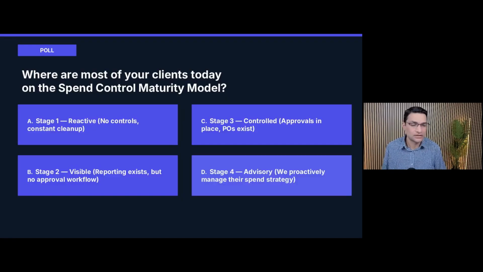And with that, it's time for a quick poll. All right, right on time. I did see some questions regarding that in the Q&A. This is poll number 1 of 4. Go ahead and let us know now, where are most of your clients today on the spend control maturity model?